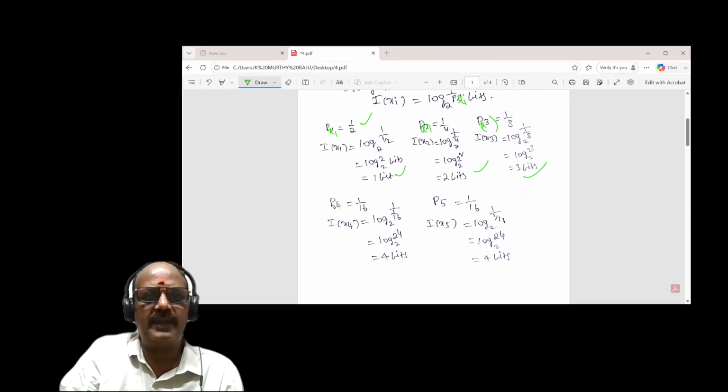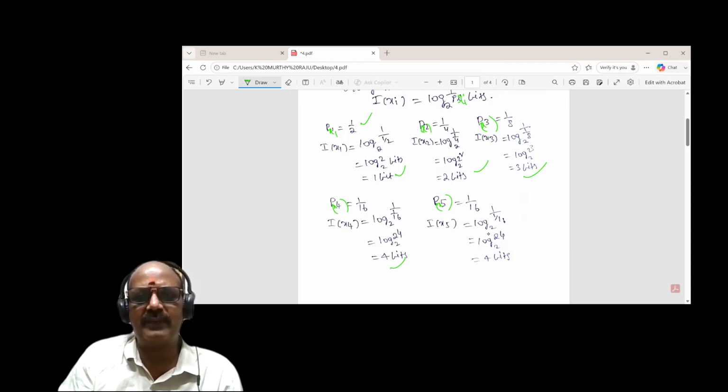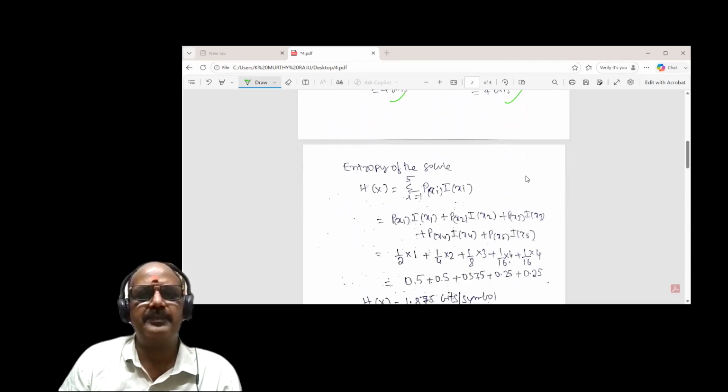Symbol x4, probability 1/16. The information content of symbol x4 is I(x4) = log 1/(1/16) to the base 2, log 2 power 4 to the base 2, 4 bits. Symbol x5, 1/16, I(x5) = log 1/(1/16) to the base 2, log 2 power 4 to the base 2, that is 4 bits. This is the information content carried by each and every symbol of the source.